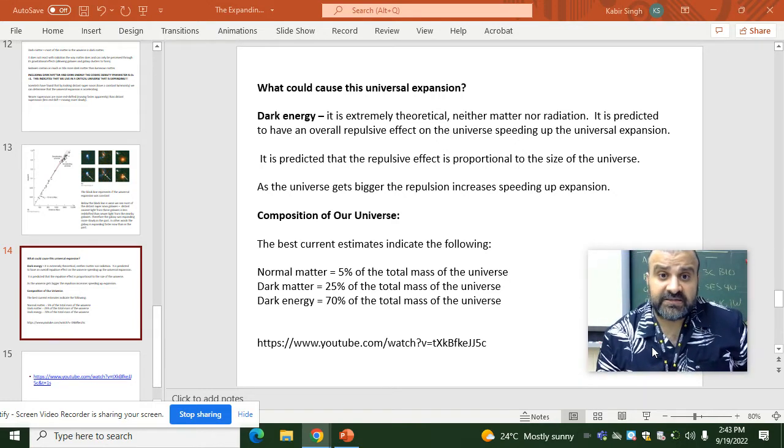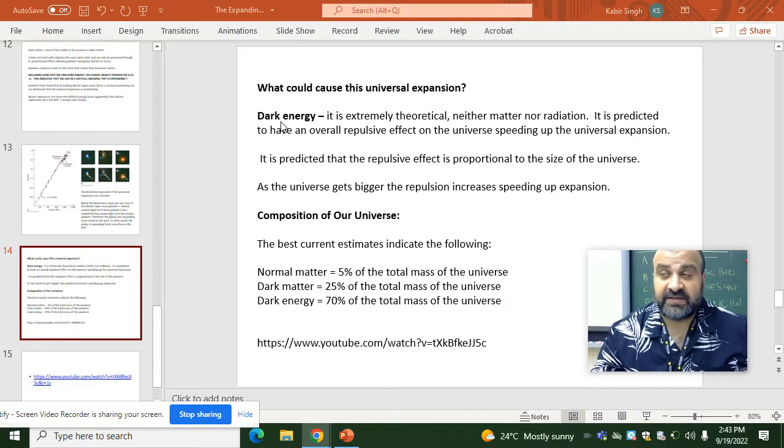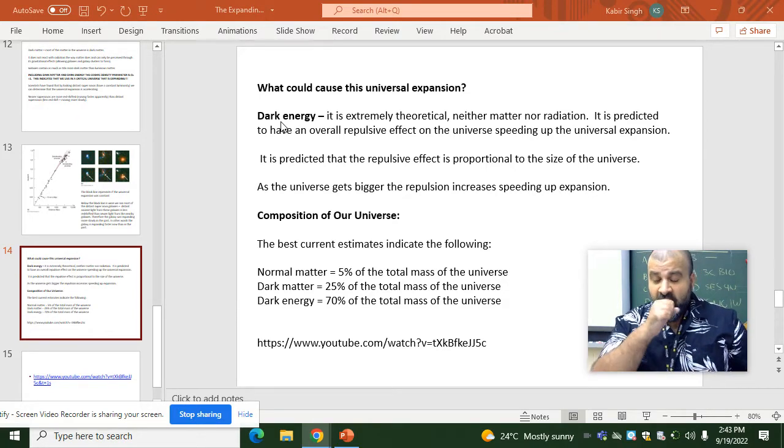So, what is causing this expansion? Where is it coming from? What is forcing the universe to expand out quicker and quicker and quicker? What's driving the Big Bang still? One of the theories is dark energy. Okay. This is a guess almost. Well, I wouldn't say a guess, that's being too simplistic.